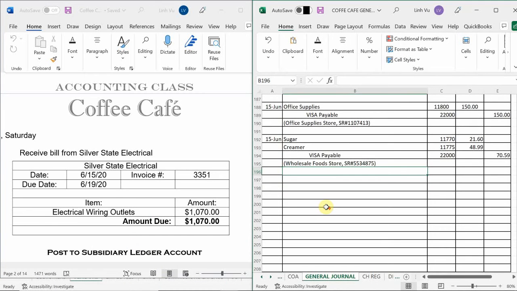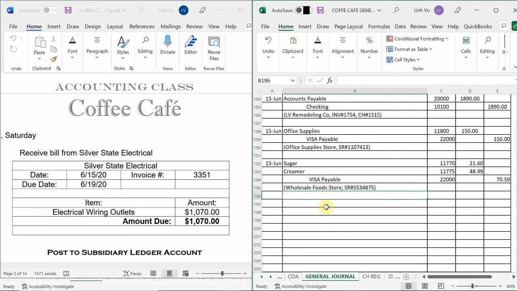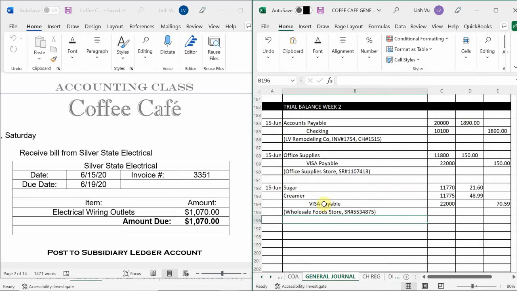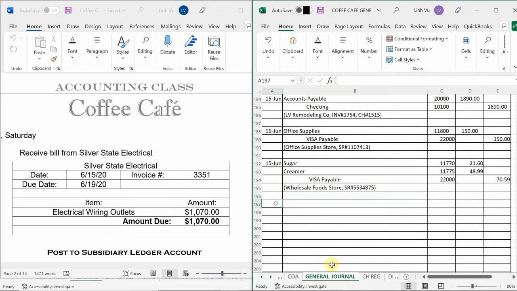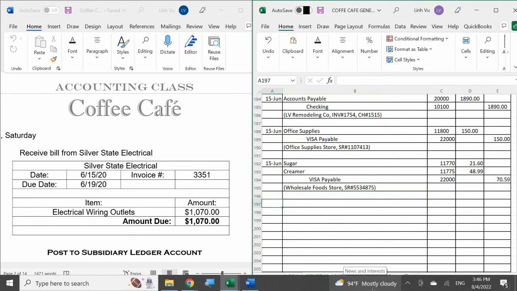So let's talk about it. Why did we hire Silver State Electrical? Okay, apparently we got their electrical outlets. Have they done the work or is it just that they supplied parts? They wired the outlets. So they did all the wiring for us, okay. Yes. So they would be a subcontractor expense.